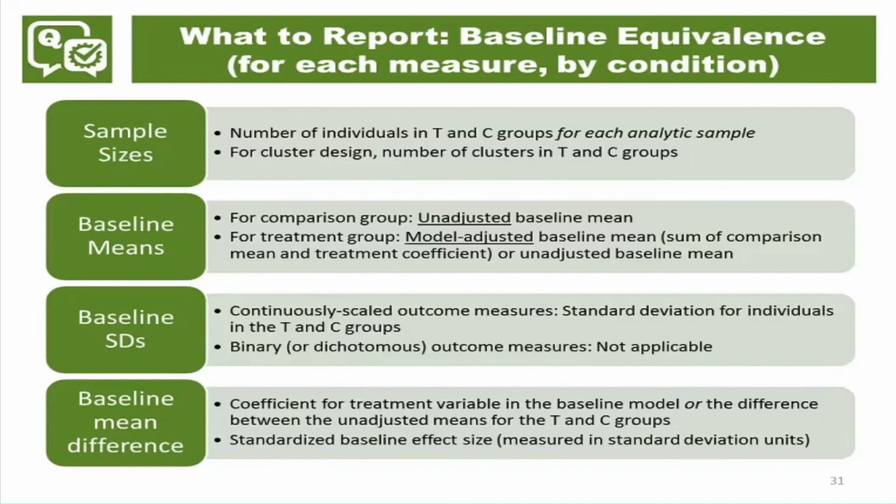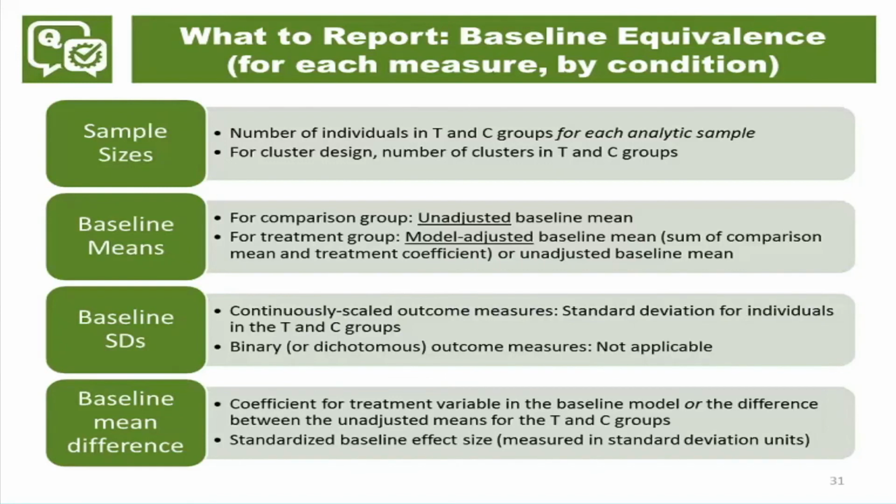The standardized mean difference at baseline, the effect size, is the baseline mean difference converted into standard deviation units using Hedges' g for continuously scaled measures. That's just dividing the baseline mean difference by the pooled standard deviation, or by using the Cox index for binary or dichotomous measures. If you want to get, again, more information about how to calculate the standardized baseline mean differences, you can see the guide on establishing baseline equivalence that was recently posted on the TA website.